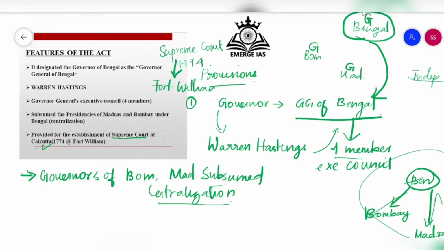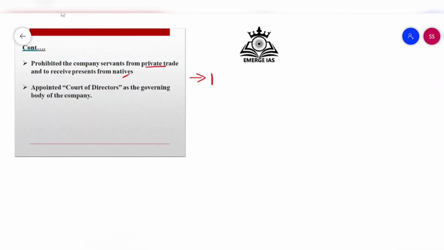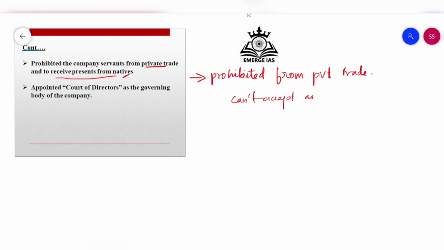Another important thing is, as the background, I told you that the company servants were involved in private trade, right? So this act was aimed to regulate the company. The company servants were prohibited from private trade and from receiving presents from natives. That means they can't accept any bribes or presents from the natives, and they can't do private trade. They can only be involved in the company trade between India and Britain, and that was the main thing.